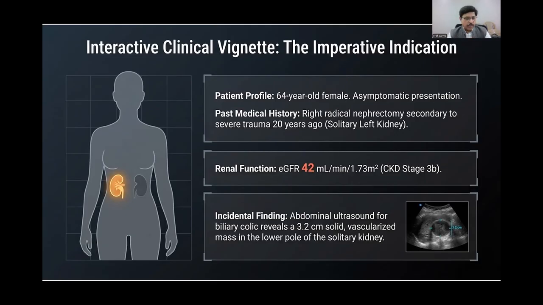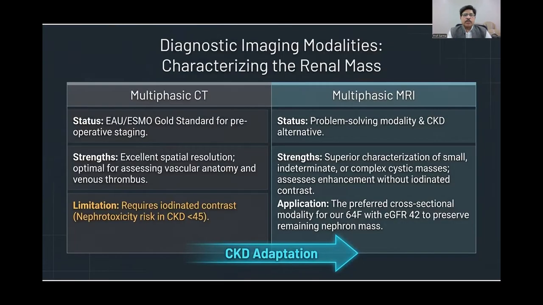So now we have to evaluate this patient. Multiphasic CT versus MRI, both are available. When I do multiphasic CT or MRI, the European Association of Urology and ESMO gold standard, with excellent spatial resolution, is multiphasic CT. Strengths are excellent spatial resolution, optimal for assessing the vascular anatomy and venous thrombosis. The limitation is you cannot expose the CKD patient to an iodine contrast dye.